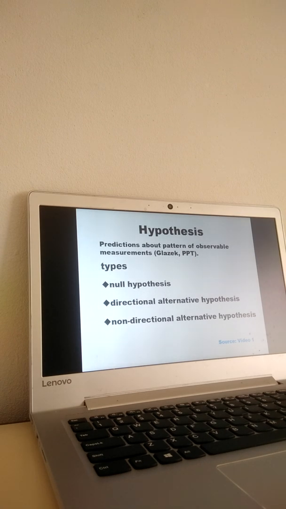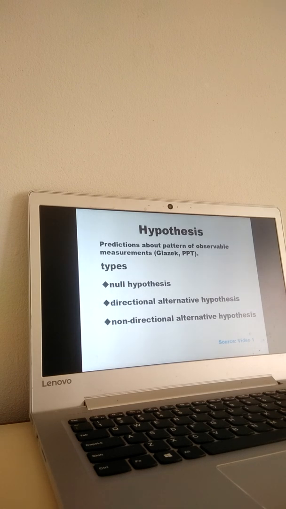And the second type is called the directional alternative hypothesis. It means the hypothesis specifies the direction of the change in the dependent variable that the researcher predicts will take place. For example, there are two groups, one is the experimental group and another one is the control group. Maybe the hypothesis is the experimental group score will be higher than the control group.